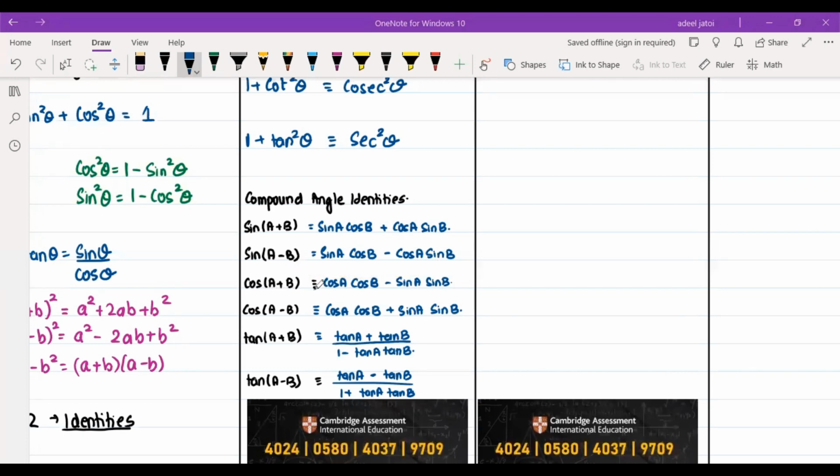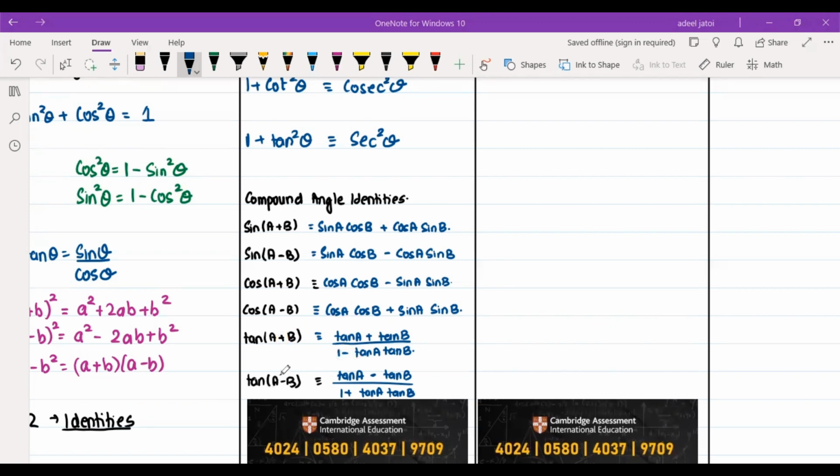If it is cos A plus B, so it is cos A cos B. Since there is positive here, we write down negative. So this should be sine A sine B. Cos A minus B, since this is negative, we have positive here, but cos A cos B plus sine A sine B. If it is tan A plus B, tan A plus tan B, 1 minus tan A tan B. But obviously, if it is plus, we write down plus here, but the sign is changed in the denominator.